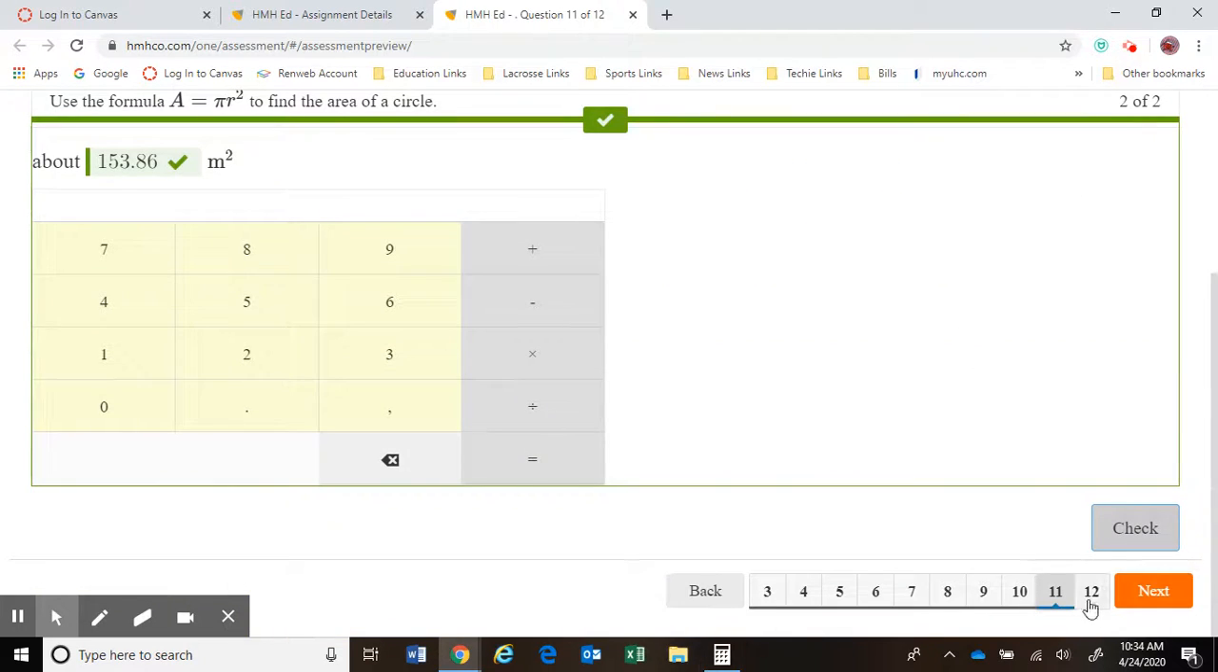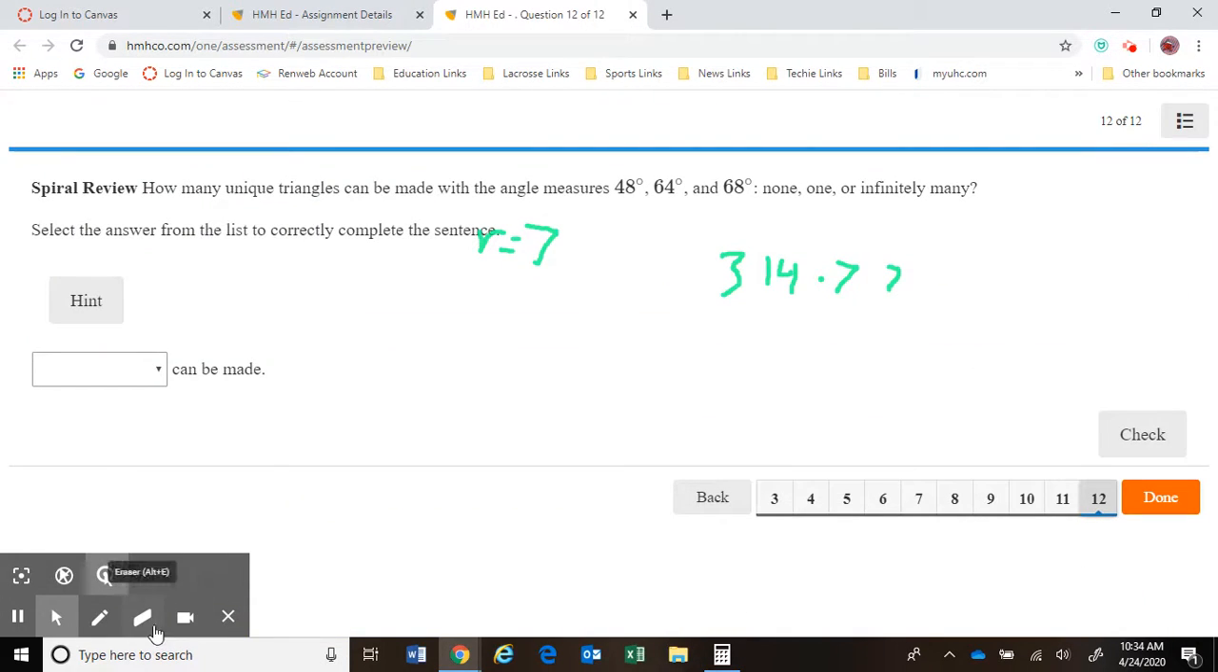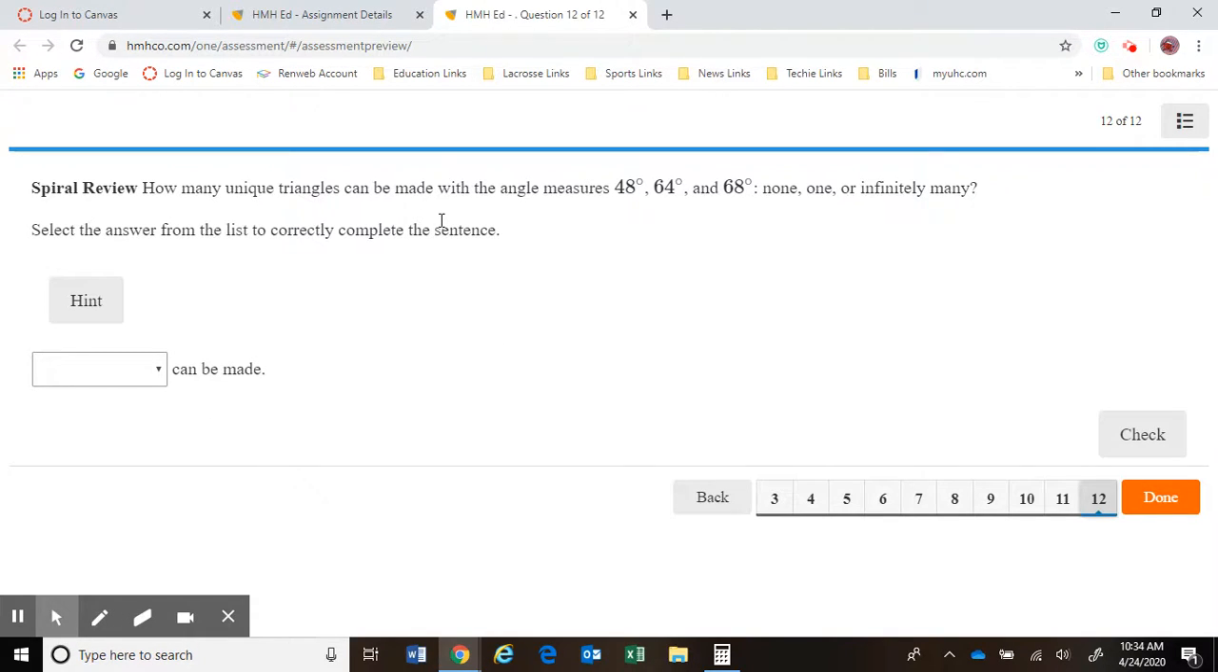All right, and the last question. Let me clear that off. Angles are 48, 64, 68. So can I make none, one, or infinite? Okay, so remember, what do I have to have in order to have a triangle? They have to add up to 180 degrees. And if I have three angles that add up to 180 degrees, I can make an infinite amount of triangles.